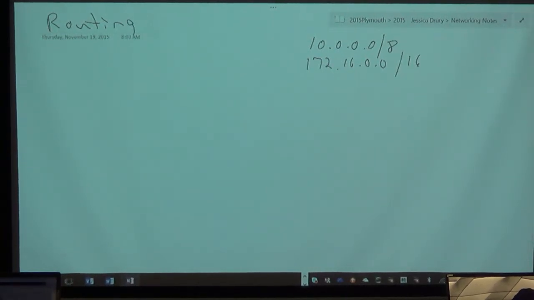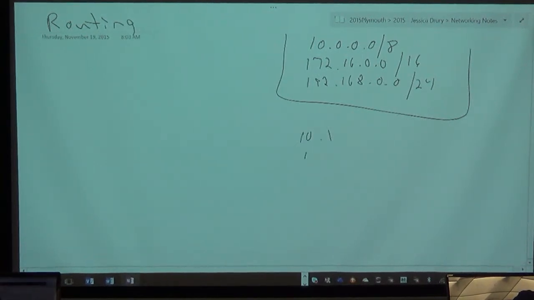All right, give me another range, another private IP address range. Aaron. 192.168. Anywhere up to 255. 24-bit subnet mask. These are the IP address ranges. So for 10 series, you could have 10.1, 10.2, 10.3, whatever you want. All of those would actually be on the same network because it's an 8-bit subnet mask, right?